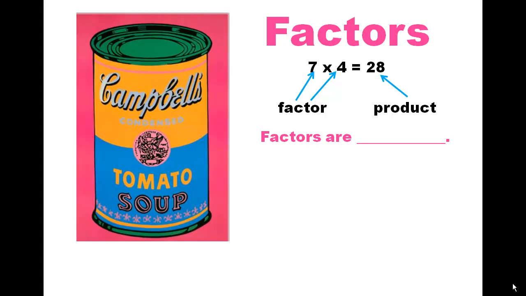Interesting thing about factors is that they are finite. There's only a certain amount of factors for each number. We're going to go through and list the factors for 12 and 18. And I have a method that I like to use to make sure that I get all of the factors of a particular number. So I'm just going to demonstrate how I do this.